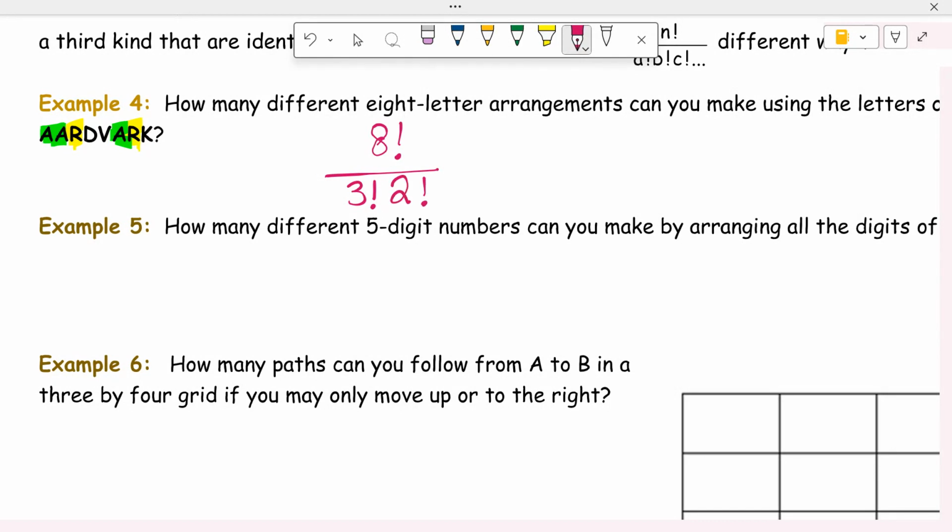Guys, please tell me, does that make sense? We have to do that, right? You can all visualize that if I move the A's around in all those spots, it's still aardvark. There are 6 different ways I can move those A's and still get the position that's on the board right now.